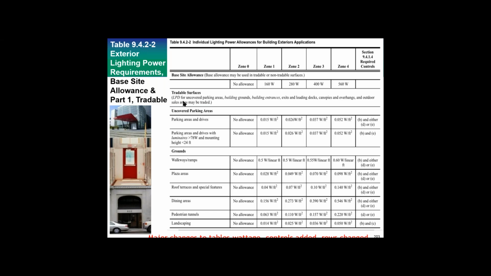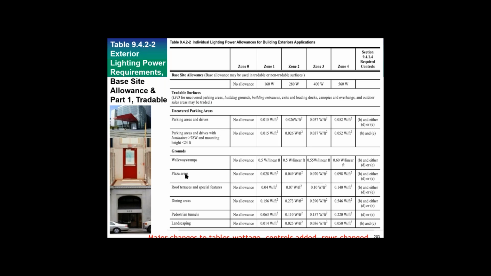So for the surfaces, if you have a walkway or ramp or a plaza area, you can get so many watts per square foot for it, and you just go through this whole thing. Anything you have, you multiply the areas by the wattage, and then you have this big bunch of wattages, and you can use it any place you want to.